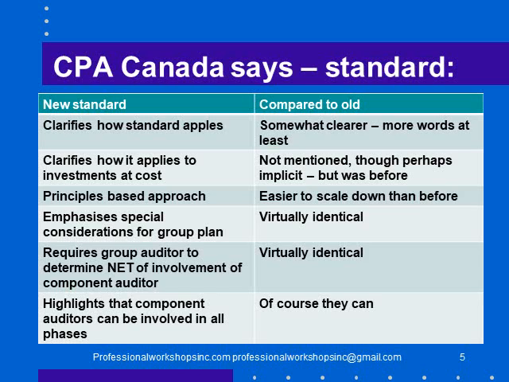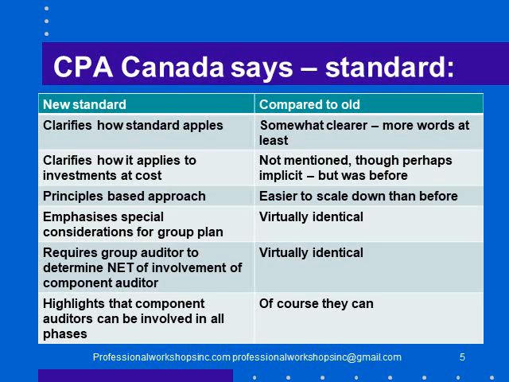It says it clarifies how the standard applies to investments carried at cost. And I think I have to disagree. The words at cost do not appear in the section. It's perhaps implicit, but if it's implicit in the new section, it was implicit in the old section before. It says it takes a principles-based approach, fancy words. What that really means, I think, is that it's easier to scale down than it was before. And it even says if it's needed to and it's right that you should scale down what you need to do, you can scale it down.